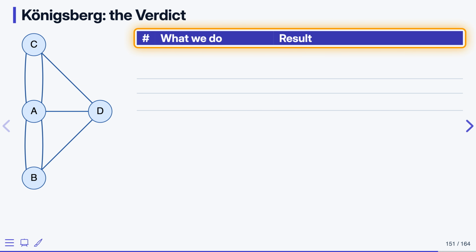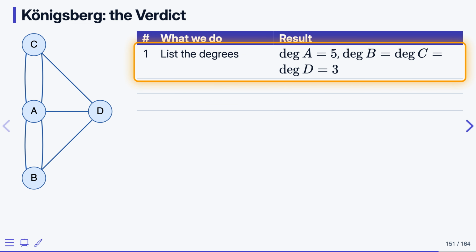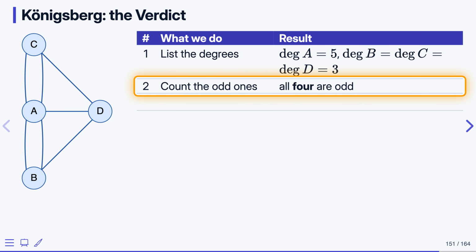Let's settle the Königsberg question. Step 1. List the degrees from our multigraph. A has degree 5. B, C, and D each have degree 3. Step 2. How many of those are odd? 5 is odd and 3 is odd, so all 4 vertices are odd.